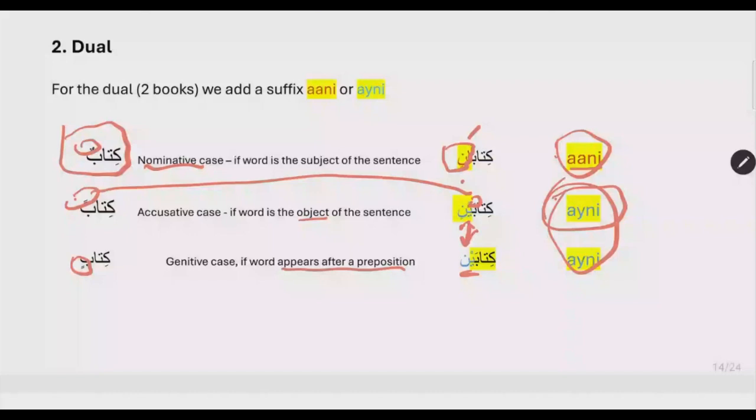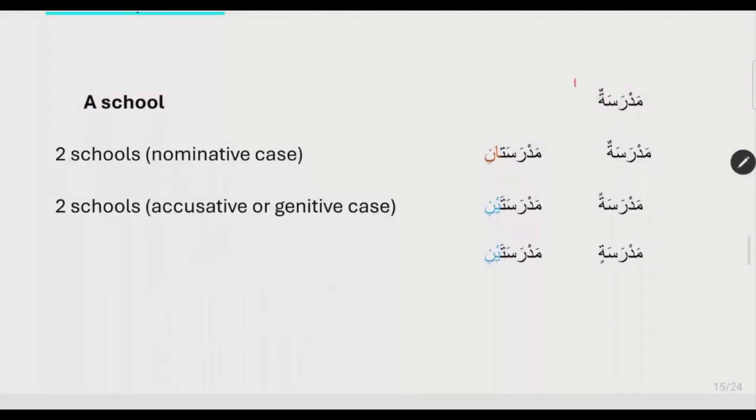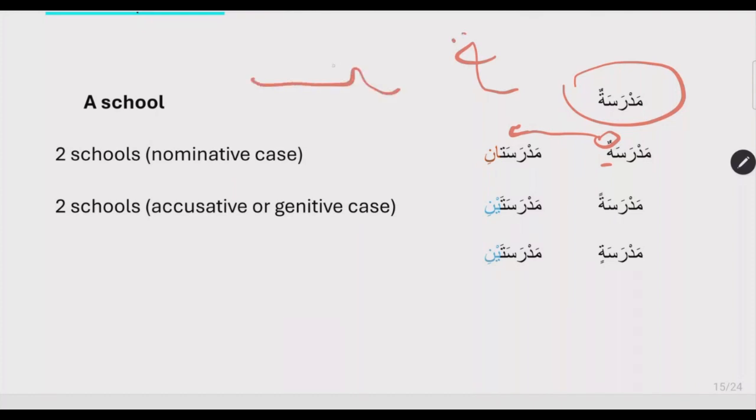Arabic. Okay, so to give you other examples of it, you have a singular madrasatun, then the tun becomes ani. So the ta that was a ta marbuta here, this closed ta, becomes the open ta, which is this ta here now, right? So this ta converts to that ta, and then you add an ani at the end. So madrasatani, you see? So that's two schools in the nominative case.